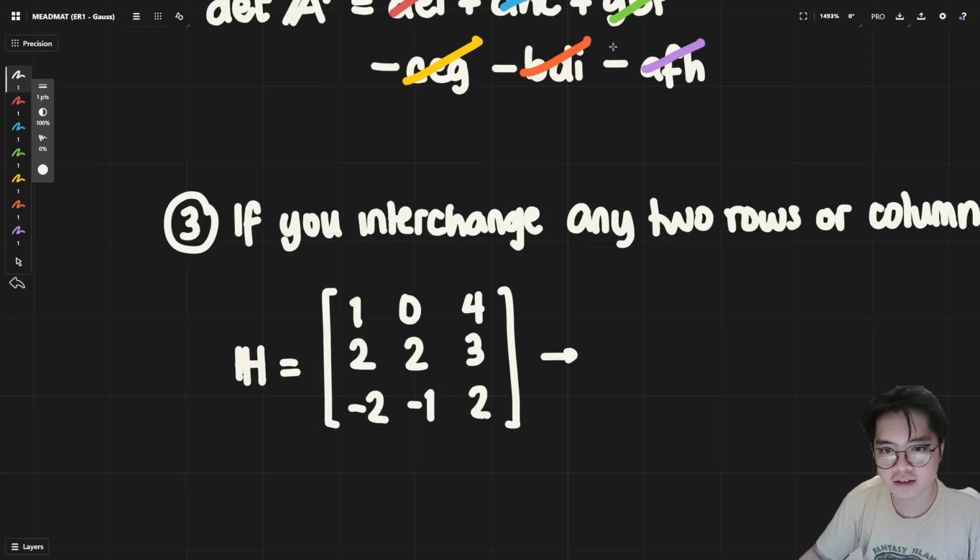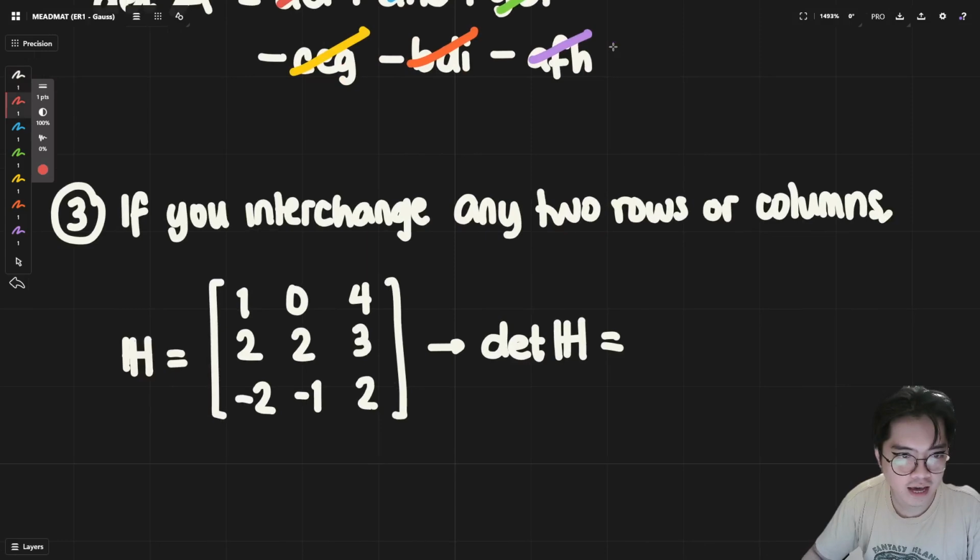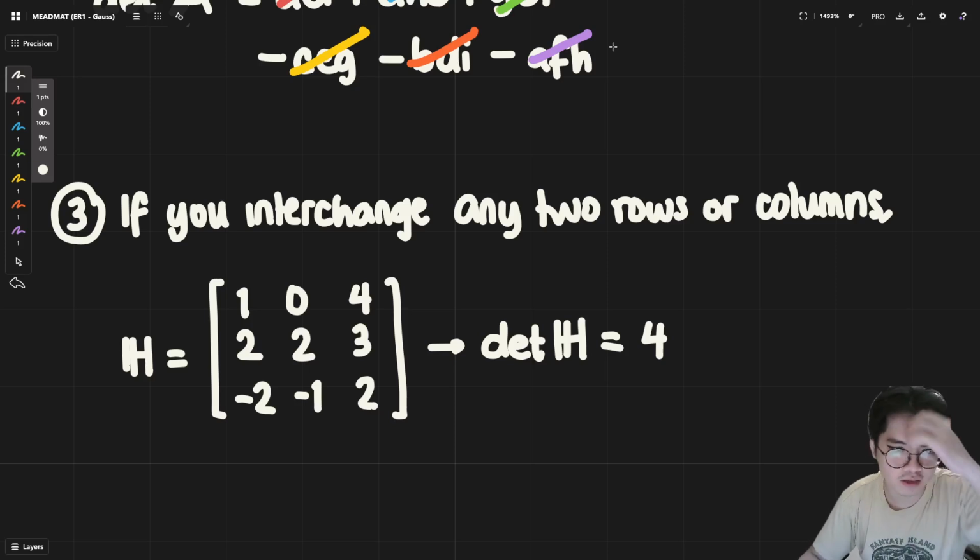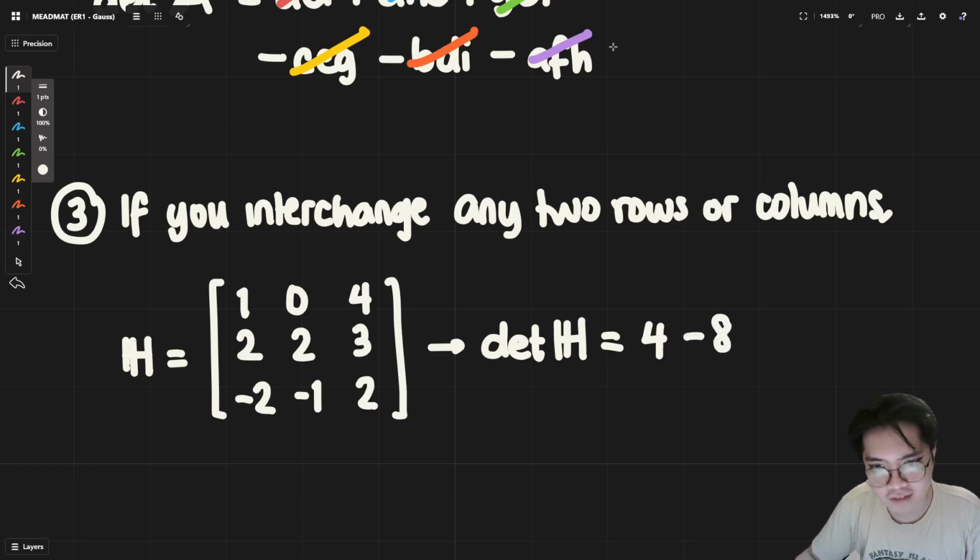Let's try and get the determinant of H. Okay. And now 1 times 2 times 2, that is just 4. 0 times 3 times negative 2, nothing, right? 4 times 2 times negative 1, that is negative 8.